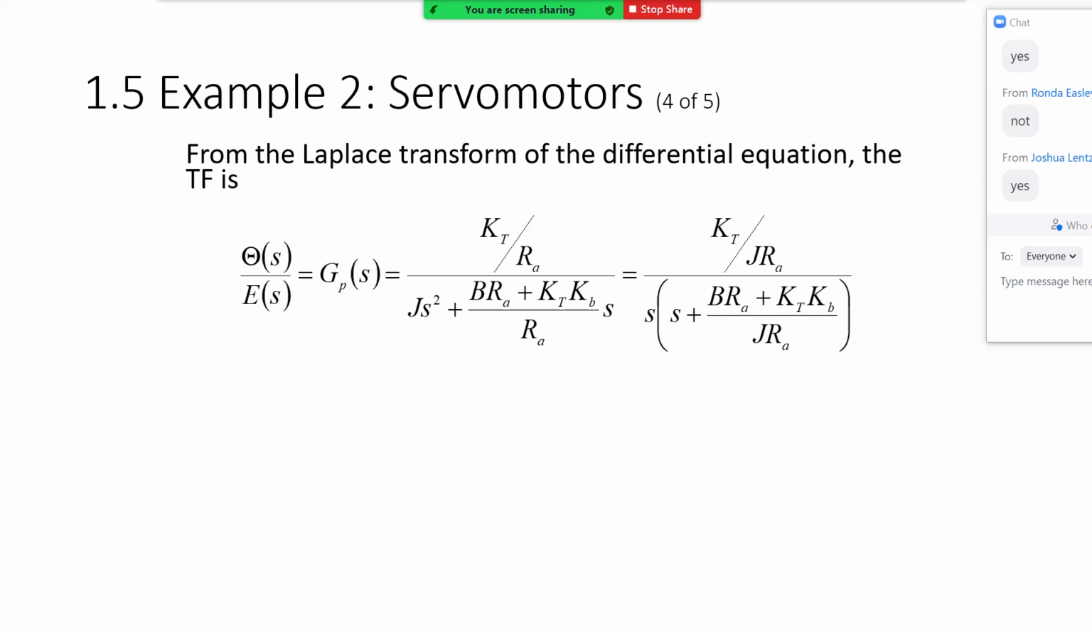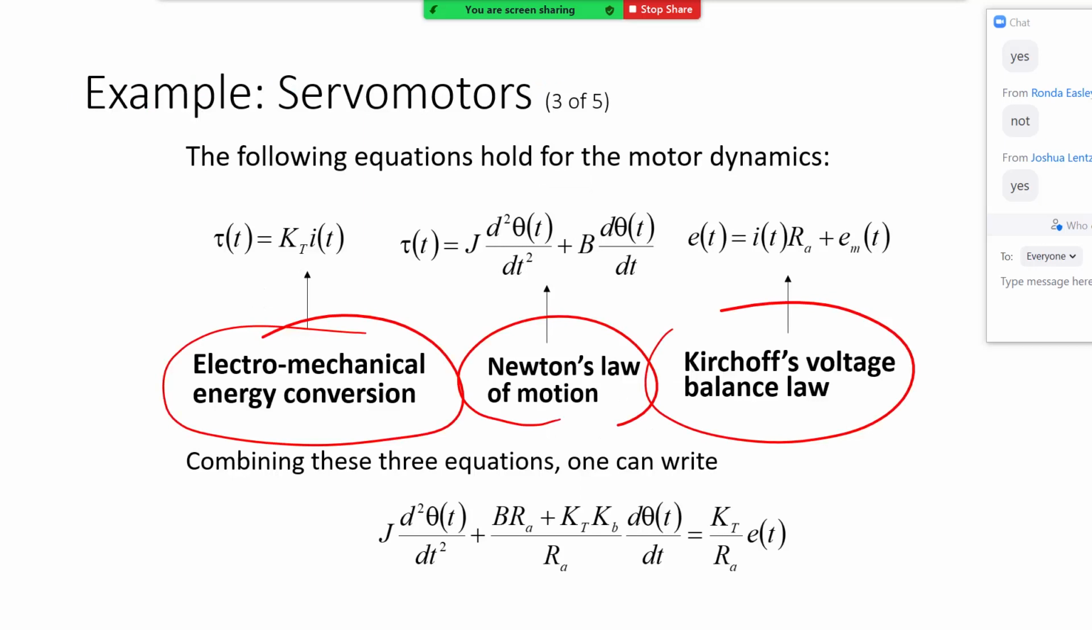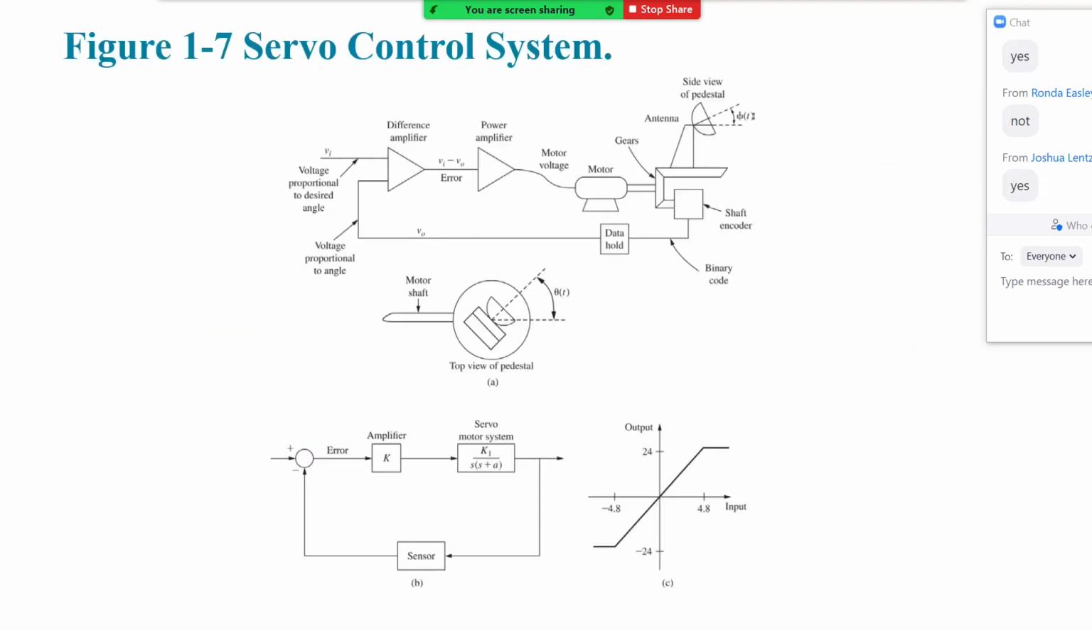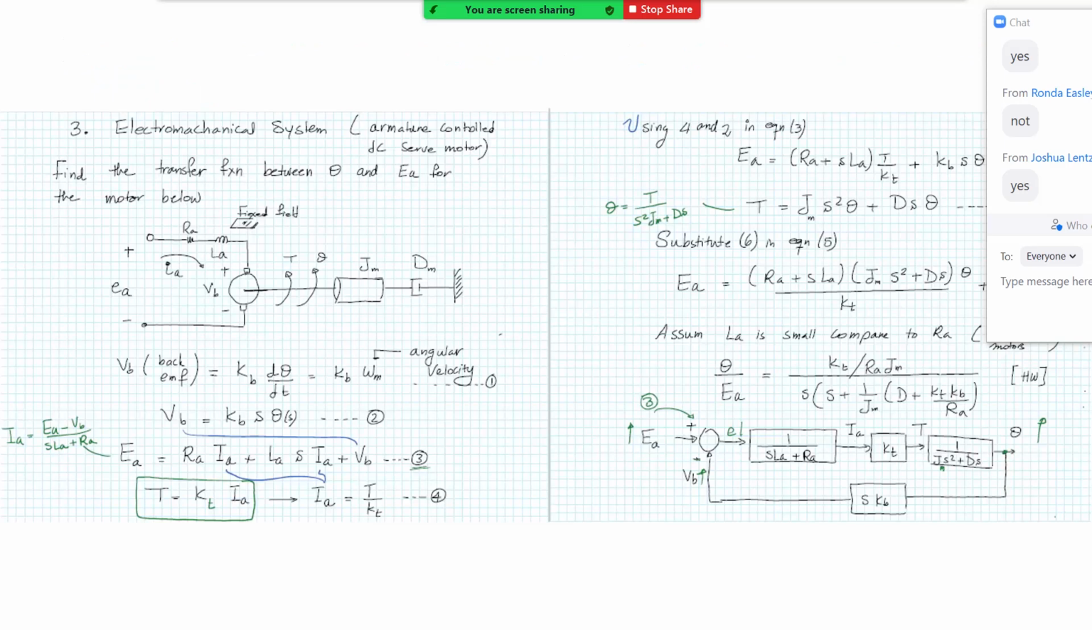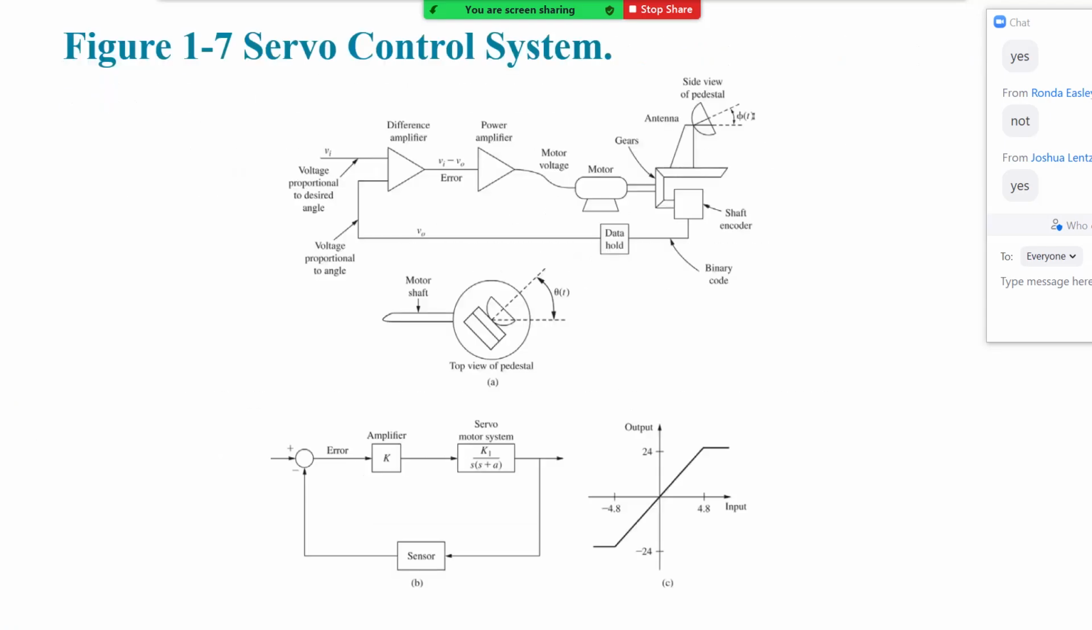And of course, in this case, I ignored the impact of this inductance, and therefore I got a second order. If I did not, if you look here, if I kept it, then I would have gotten a third order system. So this is an example where we try to simplify the model, and we try to control.